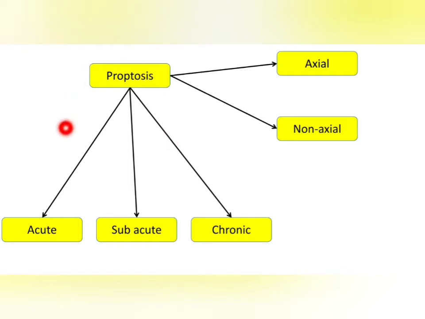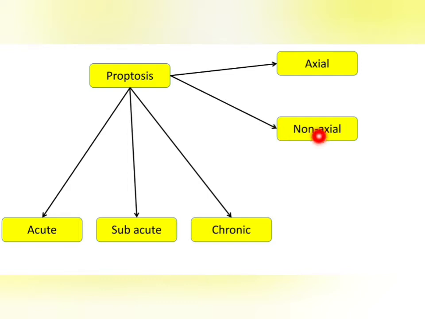So, let us come to this. Here, the proptosis type, depending on the progression, is acute, subacute, or chronic. Acute means the progression of the proptosis is within 1 week. Subacute means the progression is between 1 to 4 weeks, and when the progression of proptosis is more than 4 weeks, that is called chronic.